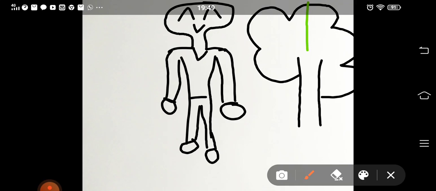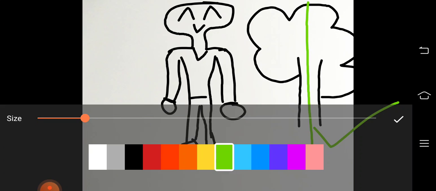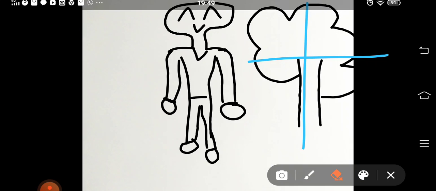Now look at this tree. If I cut it like this and ask you if it is symmetrical, you will say yes. But if I cut it like this and ask you is it symmetrical, you will say no, it is not. It is symmetrical when I cut it like this.